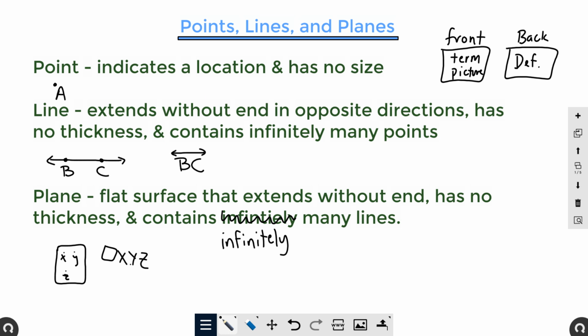So if you don't have enough room on your notebook or your index card, I would put these designs on your notebook paper so that way you know what they look like and how to name them. If you already did it on your index card, that's fine too. But points, again, 1 letter. Lines are 2 letters. Planes are 3 letters.